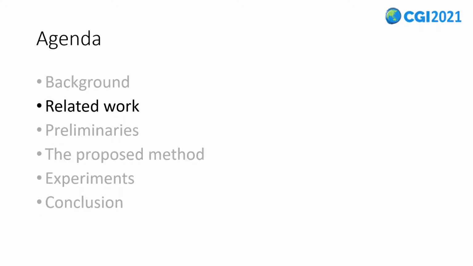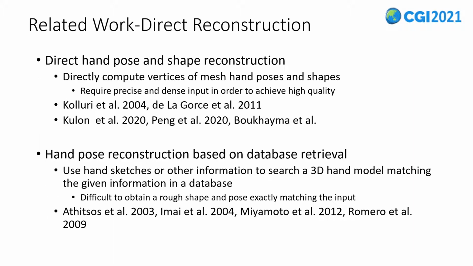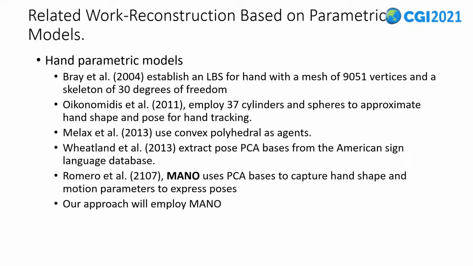The second part is related work. A few works make direct hand pose and shape reconstruction. They require precise and dense input in order to achieve high quality. Some works build a database of different 3D hand shapes and poses, as well as their different view images. Users can retrieve an approximating mesh model in the database according to image or other information.